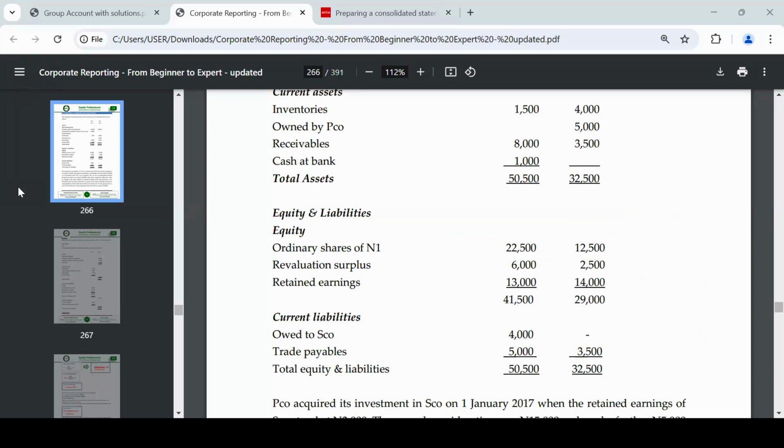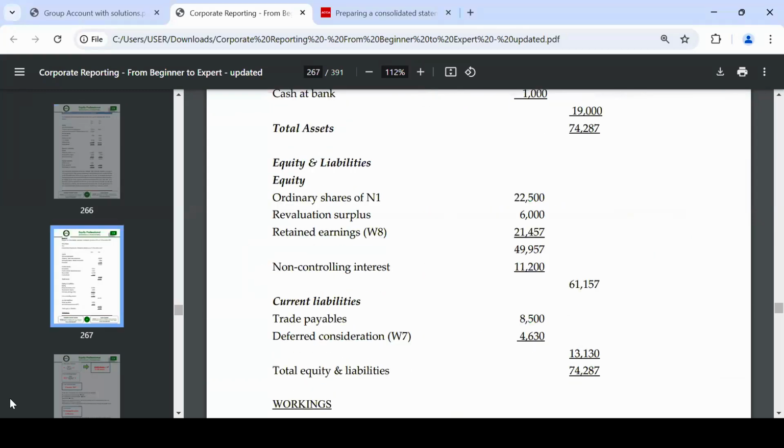Is that clear? Pre-acquisition retained surplus, I mean, revaluation surplus. Is that clear? Is it clear to us?